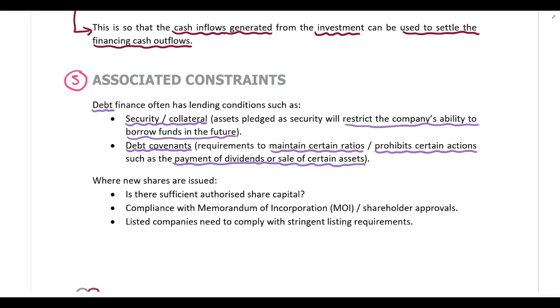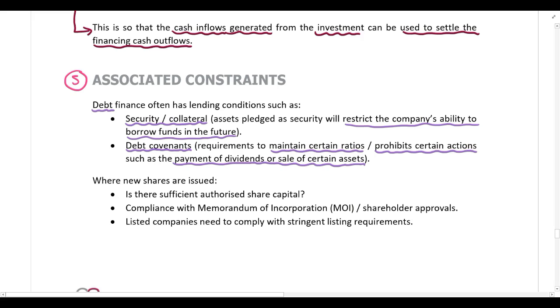So they might say to the company, while this loan is outstanding, you need to achieve certain ratios. You must have a certain interest cover. You must meet certain profitability ratios. During this period, you can't pay any dividends, and you also can't sell assets. The reason why they don't want you to sell assets is obviously if you default, they won't be able to repossess those assets to recover their losses. So those are sometimes some constraints that are associated to debt finance.